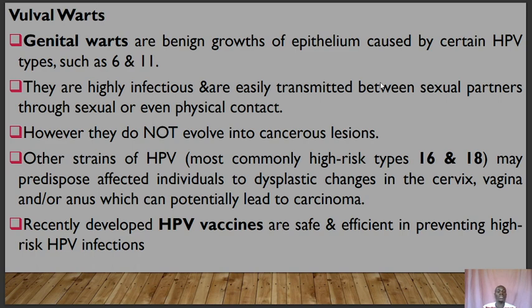But we have other strains of HPV, the most common being type 16 and type 18. These may predispose affected individuals to dysplastic changes in the cervix, the vagina, and sometimes the anus, or both, which can potentially lead to carcinomas.